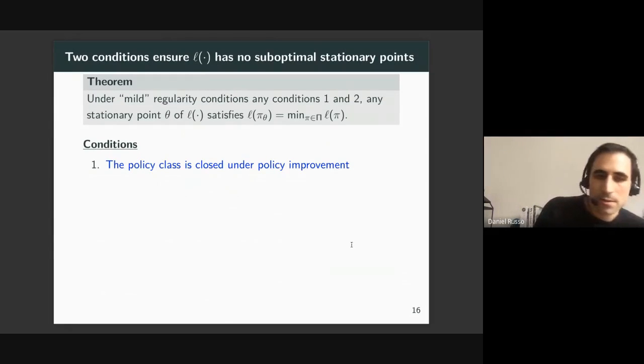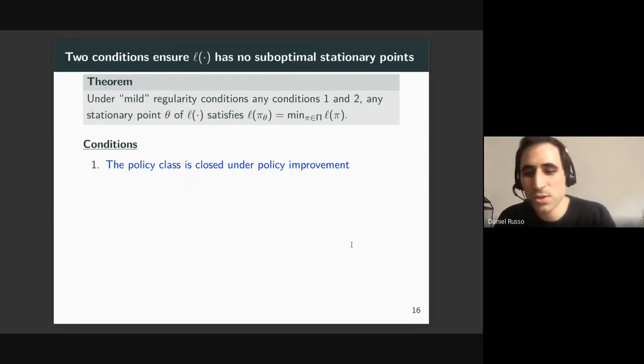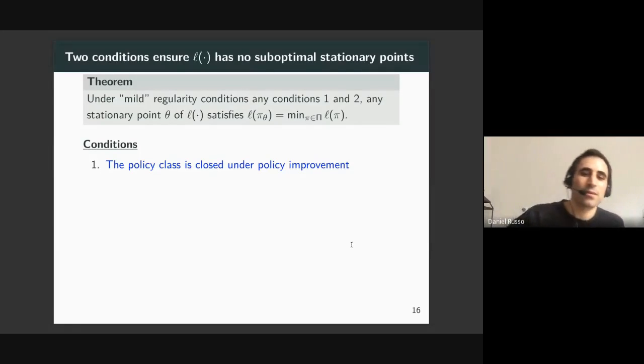Okay, so now we're ready to state maybe the main result in this paper, which says that under mild regularity conditions, essentially the kind of regularity conditions that are needed to apply the policy gradient theorem or claim that Bellman's equation must hold for an optimal policy, and conditions 1 and 2 below, any stationary point of the policy gradient loss function must be optimal.